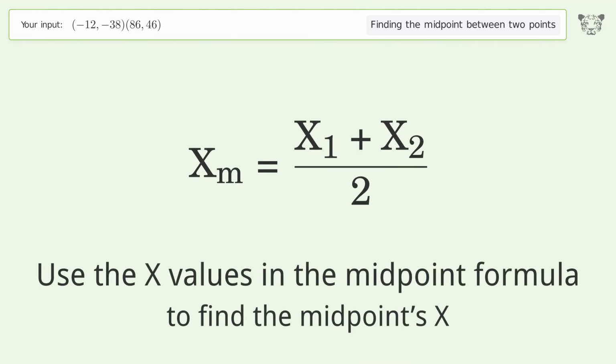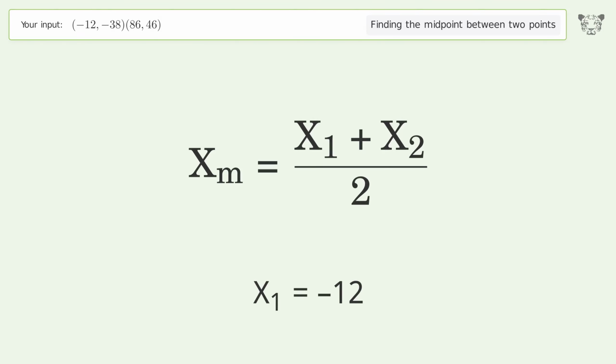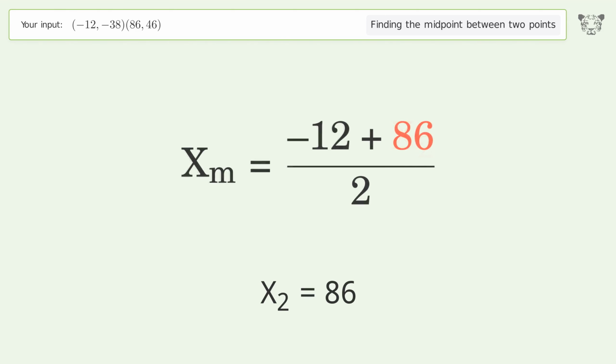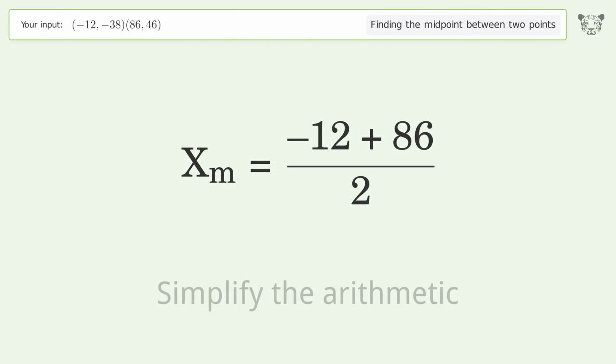Use the x values in the midpoint formula to find the midpoint's x. x1 equals -12. x2 equals 86. Simplify the arithmetic.